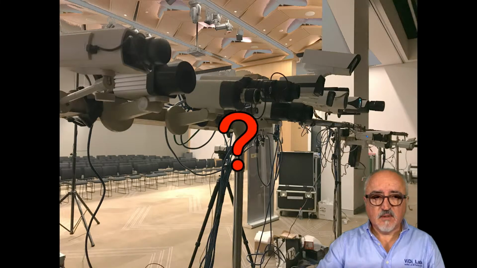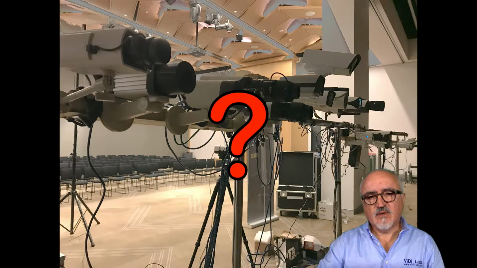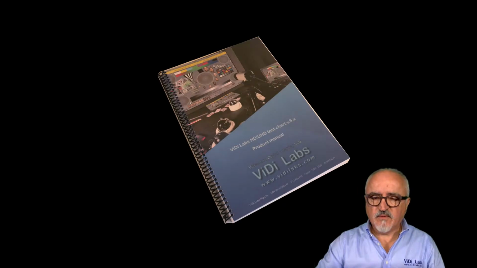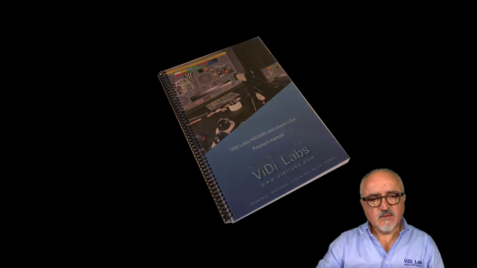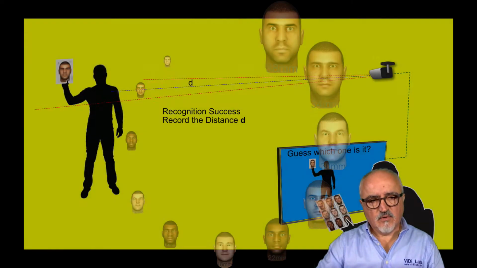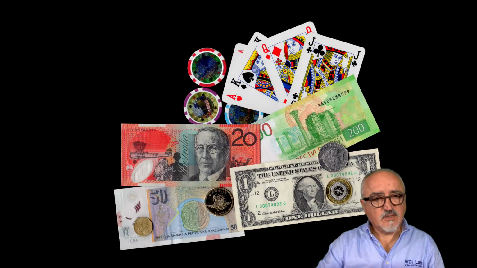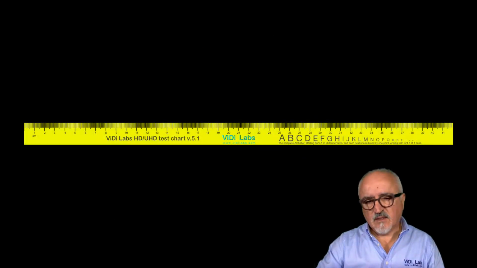Using our methods, you no longer need to rely on subjective and questionable camera shootouts without knowing the camera's real performances. In our test chart manual, which you can download for free from our website, we also explain other evaluation procedures such as for face identification, number plate recognition, money and casino cards and chips recognition, and character recognition.